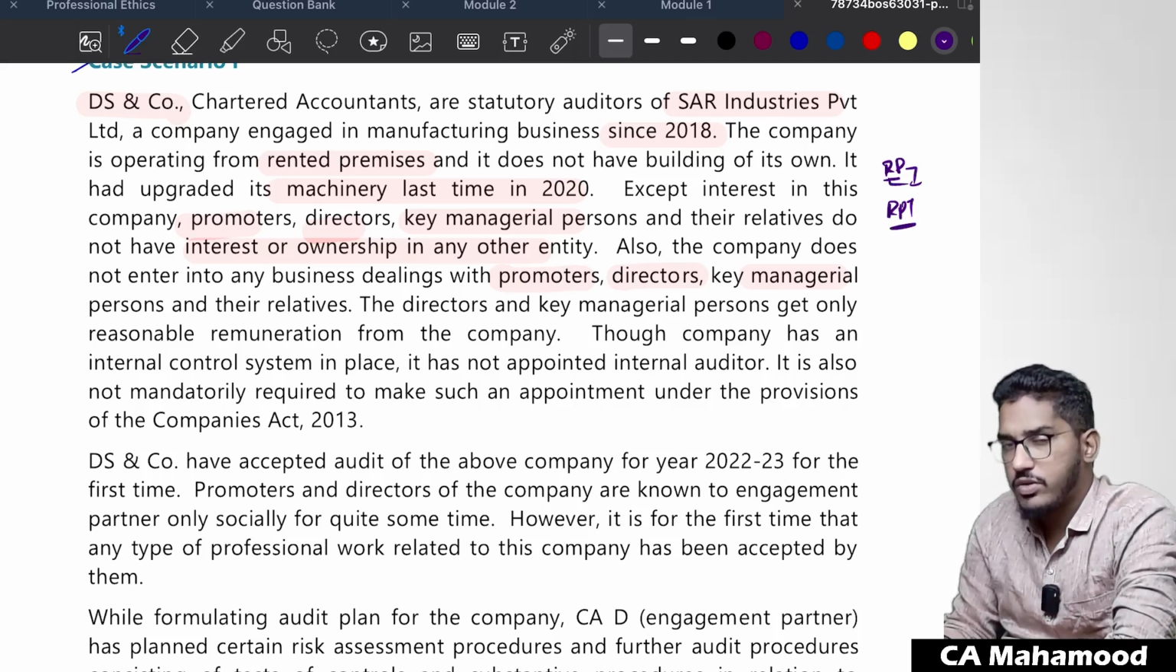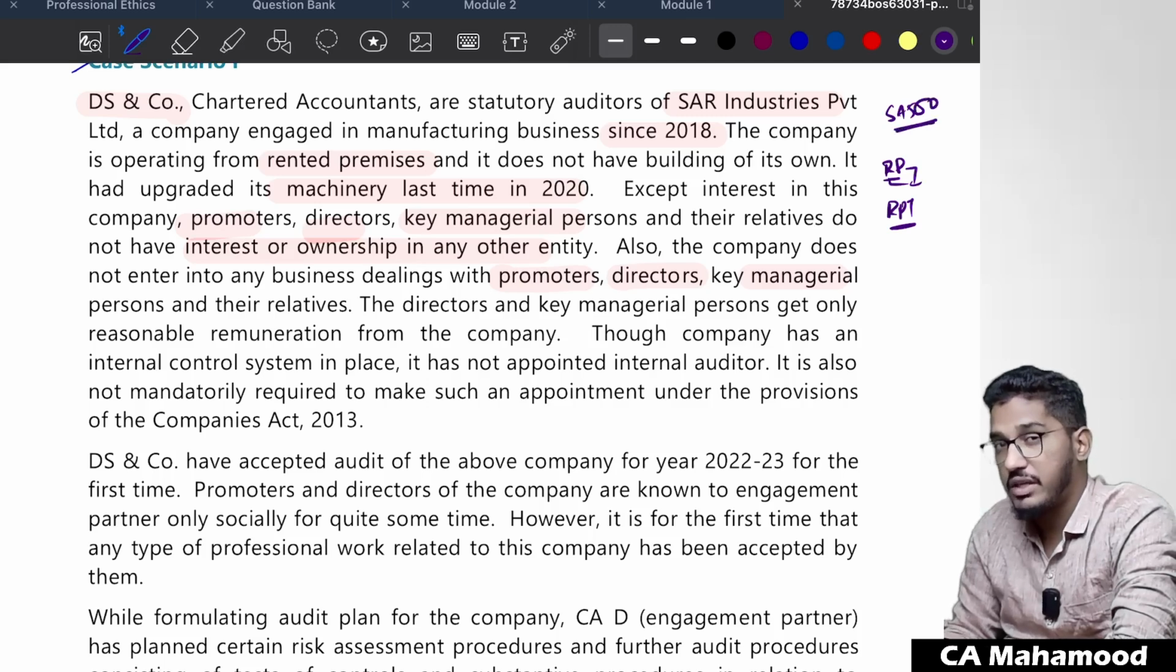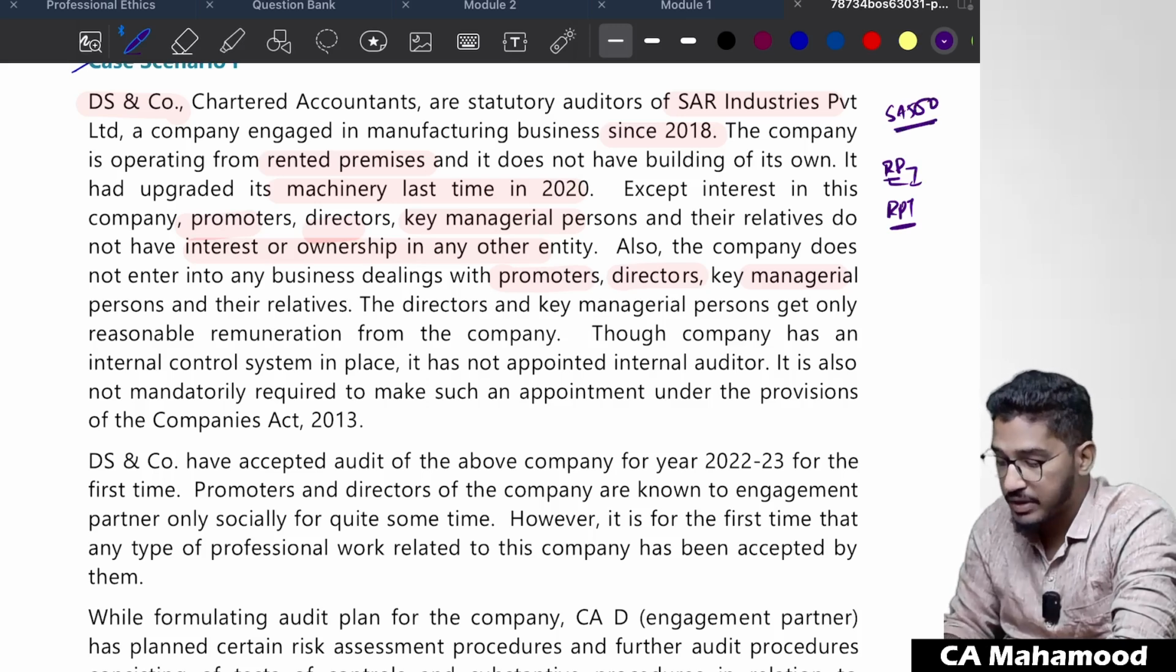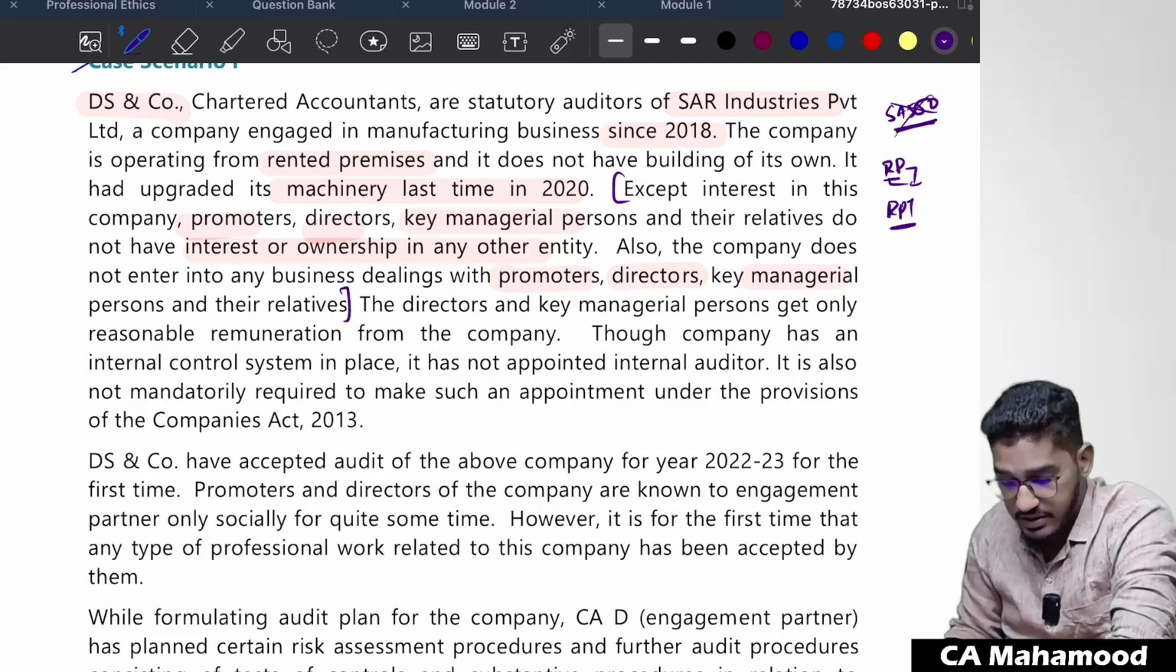So what is the standard which talks about related parties? SA 550. Do you think SA 550 has any role to play here? SA 550 does not have any role to play here. Why? Because through these paragraphs they have clearly told that the company does not have any related parties and does not even have related party transactions. So SA 550 doesn't have any relevance here.